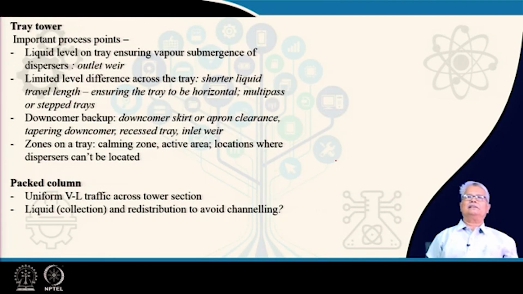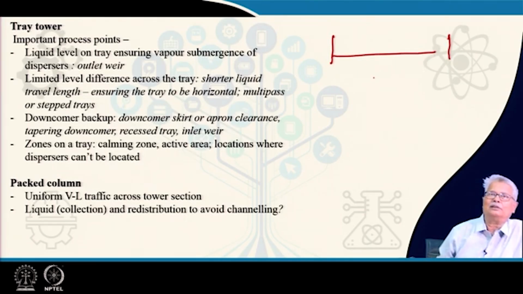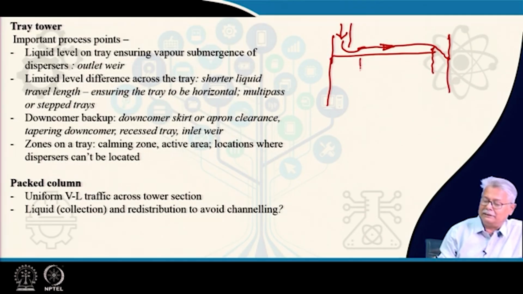In case of a tray tower, there are certain process points which are important. We have distinguished between the cross flow trays, and the only type of counter flow tray that we have come across is the sieve tray without downcomer. But in case of cross flow trays, the liquid will be coming from the upper tray, flowing over the weir and going this way. This is the downcomer of the tray.